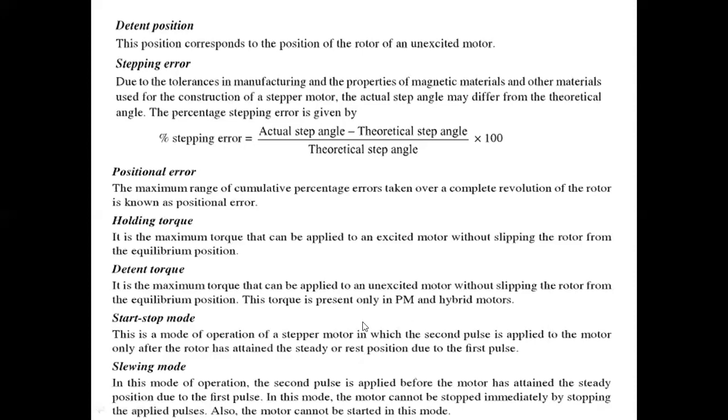Next one, swing mode. In this mode of operation, the second pulse is applied before the motor has attained the steady state position due to the first pulse. In this mode, the motor cannot be stopped immediately by stopping the applied pulses, but also the motor cannot be started in this mode. This is the swing mode.